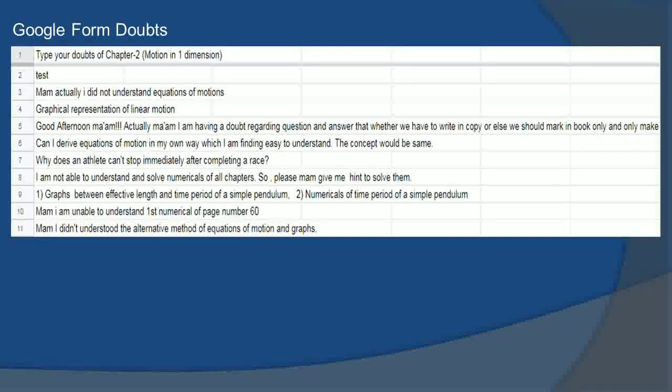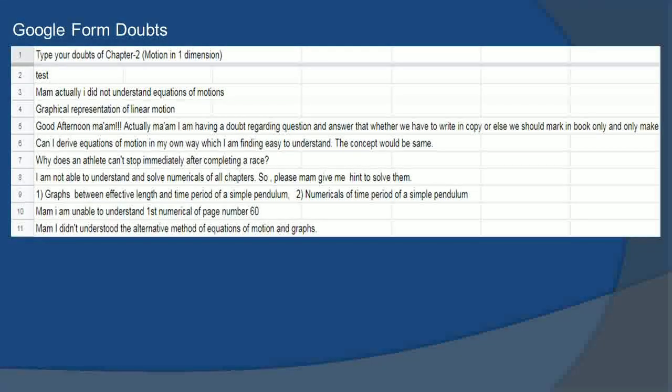Our next doubt is, why can't an athlete stop immediately after completing a race? Actually, this is a question of chapter 1, and here we are clarifying the doubts of chapter 2. So this doubt will be clarified in the next Google form.